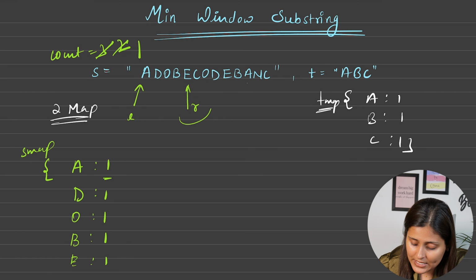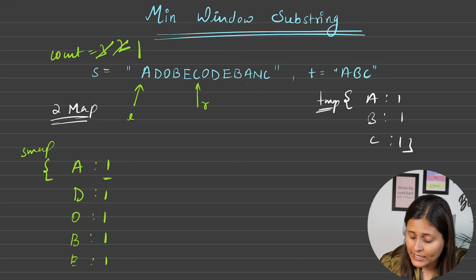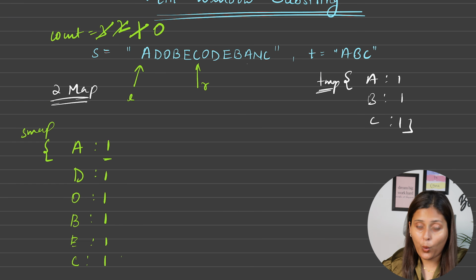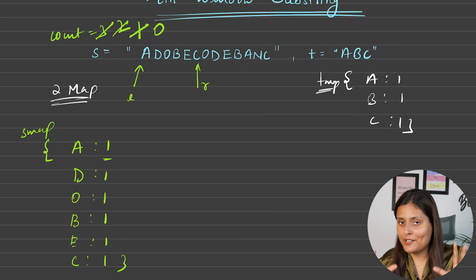Again next time we'll move this C ahead, and here we found that yes, C was required. So we will reduce the count to 0, and here we will add the frequency of C also, 1. Okay, how do we know whether this is valid or not?